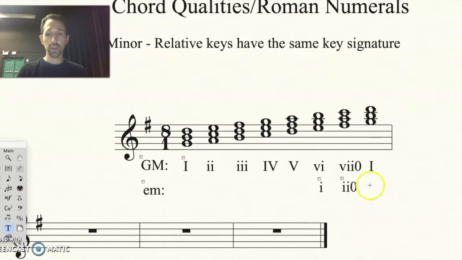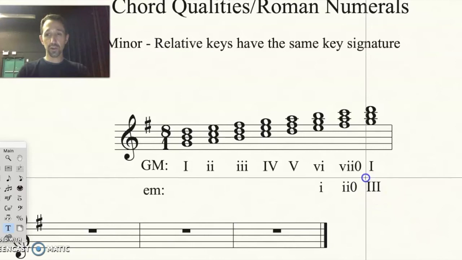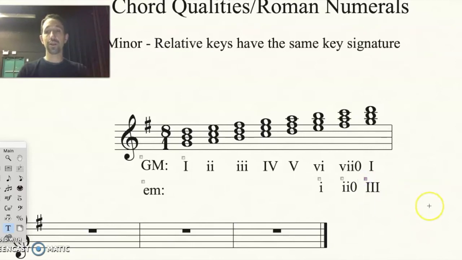So what do you think the 3 chord in a minor key is going to be? Well, again, the chord hasn't changed. It's still this G major chord from before, but instead of calling it the 1 chord, now it's the 3 chord.